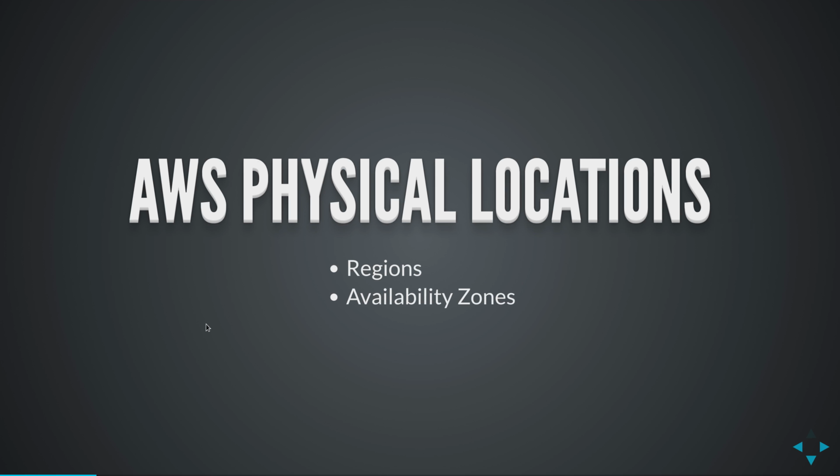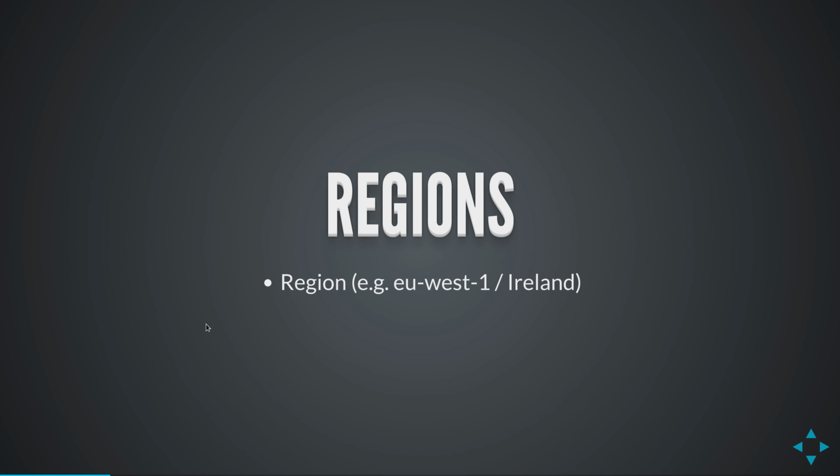First of all, the AWS physical locations. We need to talk about the regions and availability zones. Regions are the top level designation for physical locations, and these have availability zones that are the actual physical locations, like data centers that are geographically apart. An example of the regions, and this is actually the region we are going to use for our demo, is EU West 1 in Ireland.